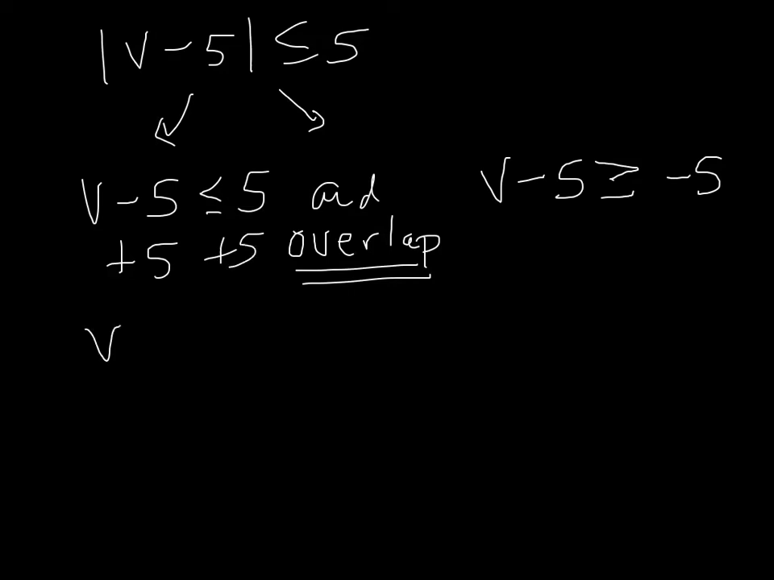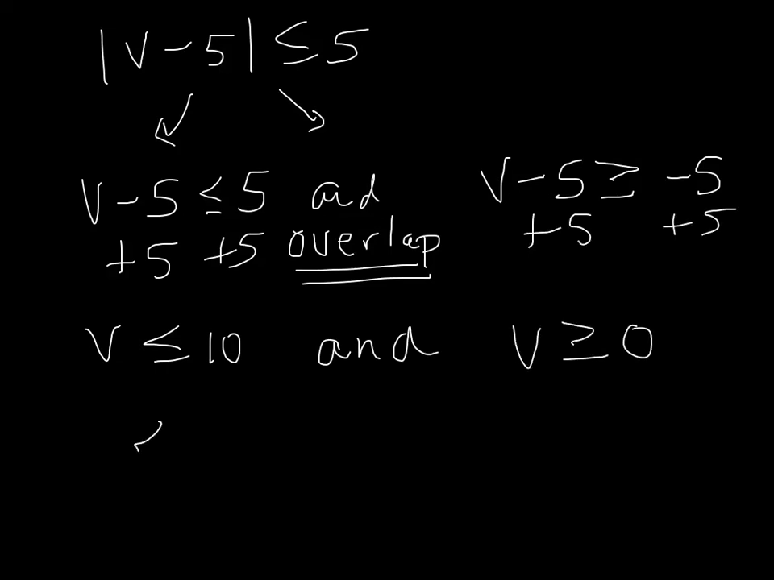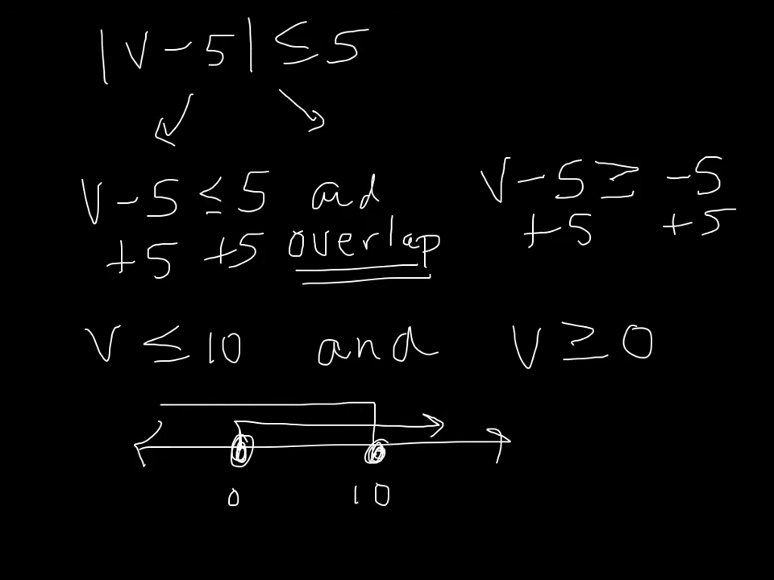So v is less than or equal to 10, and at the same time, where will v be greater than or equal to 0? Well, let's look. Here, v is greater than or equal to 0 is this direction, and v is less than or equal to 10 is this direction. But what I care about is the overlap between the two. So my answer is right there.